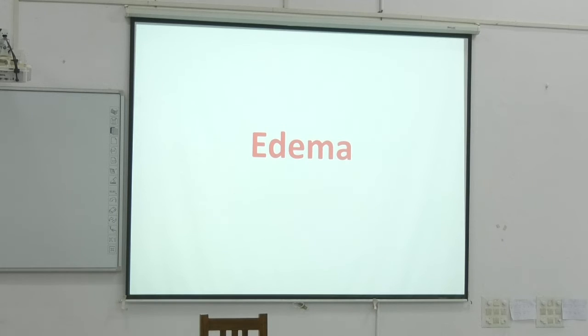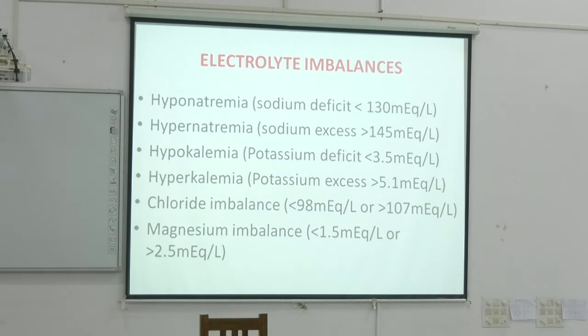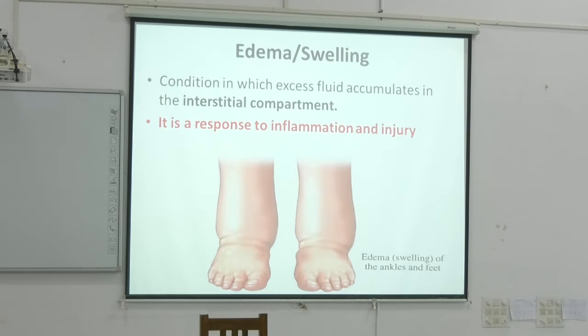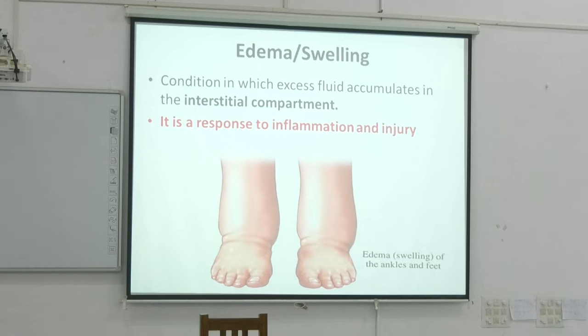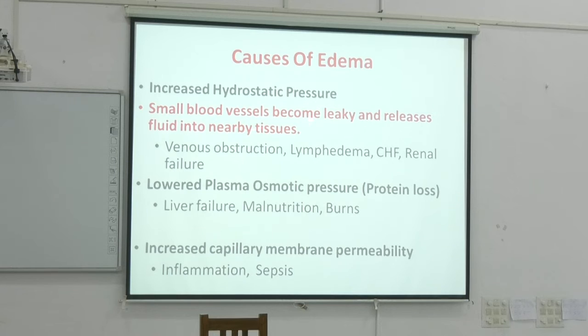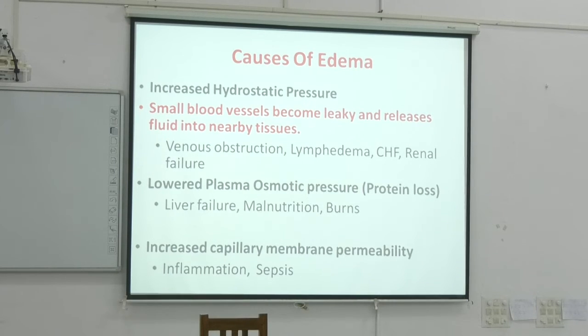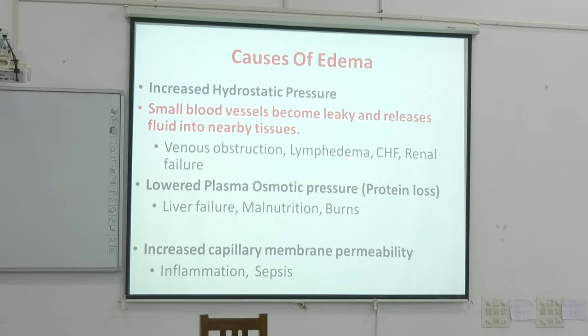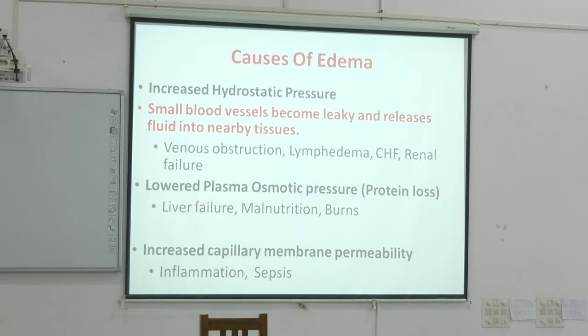Now the common symptoms which arise during imbalance of electrolytes. The first one is the edema condition, that is fluid retention in the tissues. Common causes of edema are inflammation, infection, pregnancy, medications, increased hydrostatic pressure, where small blood vessels become leaky and release fluid into the tissues, venous obstruction, lymphedema, renal failure, lower plasma osmotic pressure, protein loss, liver failure, malnutrition and burns.